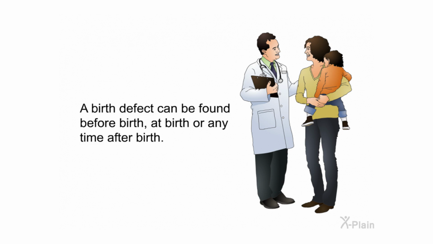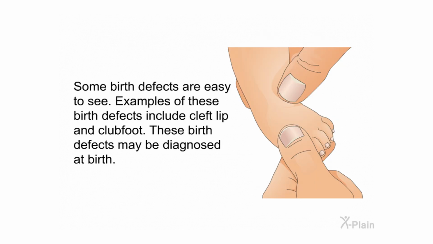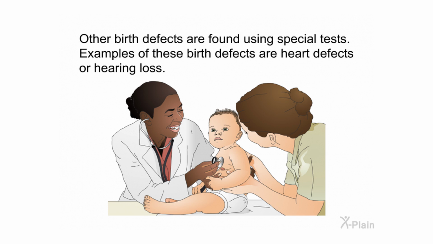Diagnosis. A birth defect can be found before birth, at birth, or any time after birth. Some birth defects are easy to see. Examples of these birth defects include cleft lip and clubfoot. These birth defects may be diagnosed at birth. Other birth defects are found using special tests. Examples of these birth defects are heart defects or hearing loss.